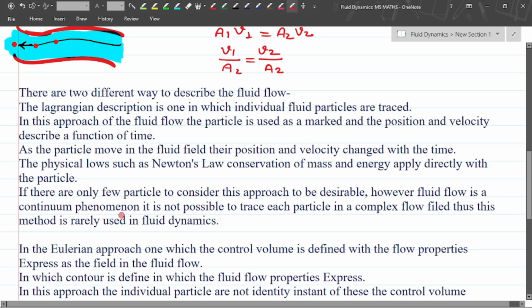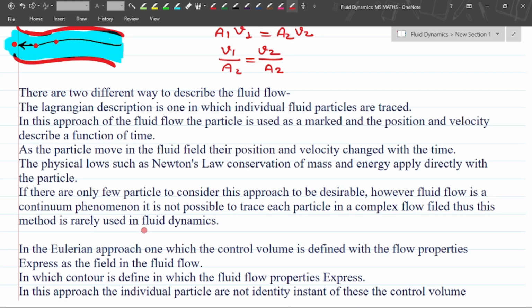I have already discussed it in my previous lecture. It is not possible to trace each particle individually in a complex flow field. Thus, this method is rarely used in fluid dynamics, because the fluid follows the continuum hypothesis. So we can't study a particular particle of a fluid.